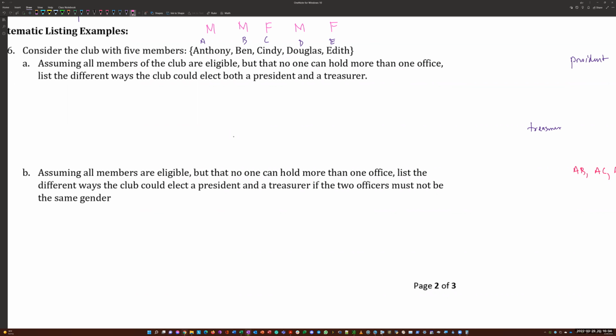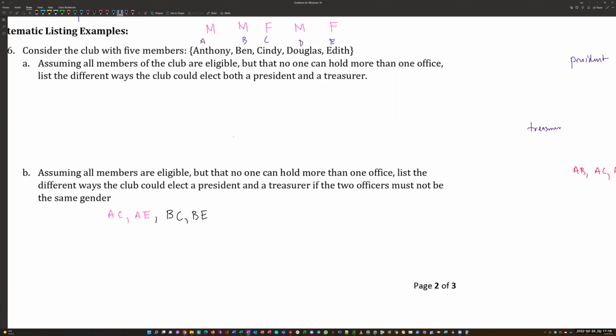All right, so then, list the different number of ways the club could elect a president and a treasurer if the two officers must not be the same gender. Okay. So, we could pick Anthony as president. If Anthony is the president, then we could have him with Cindy, or we could have him with Edith. And now we're done with Anthony as president. Does that make sense? Yes. Now, if we don't do Anthony as president, we can make Ben president. If Ben is president, then Ben can go with Cindy, or Ben can go with Edith.